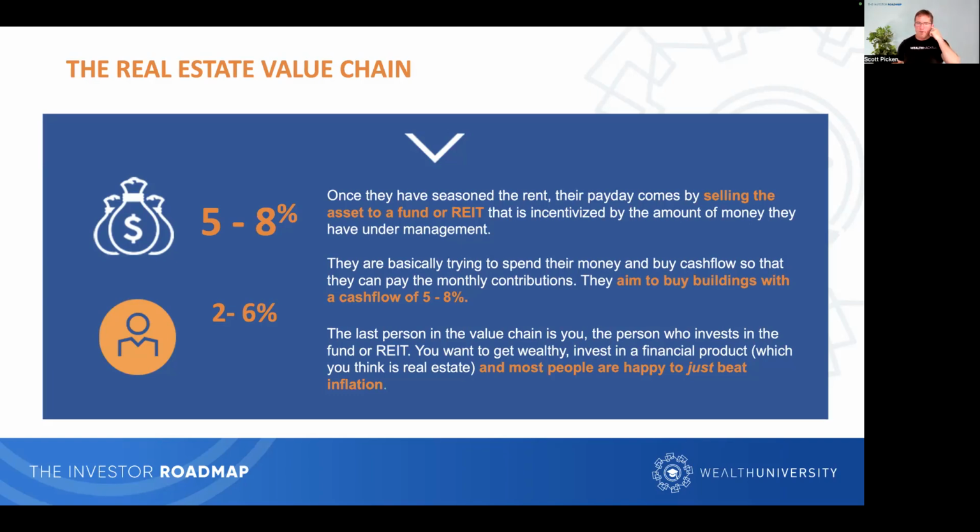And there's a good example: you and I come along below them and we earn kind of 2 to 6%, and we battle to beat inflation. And we wonder why we at best are financially trapped and at worst are poor or broke or dead.